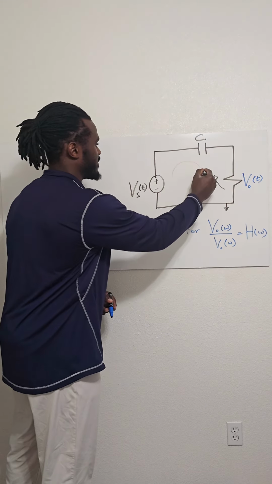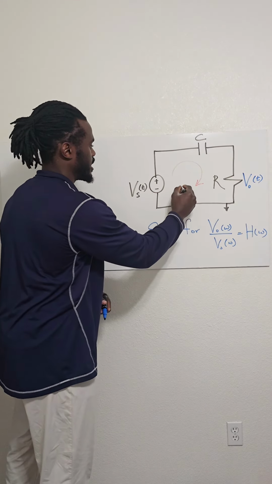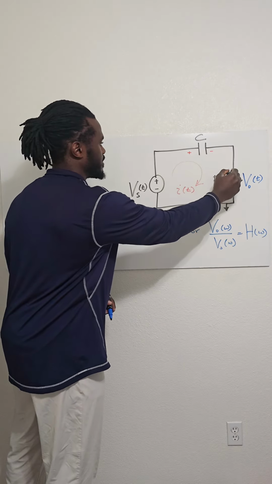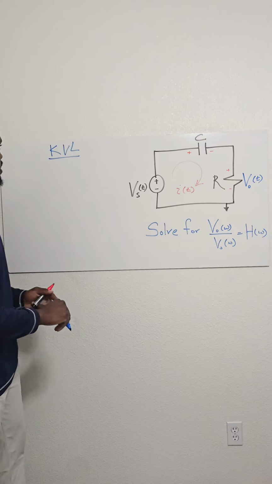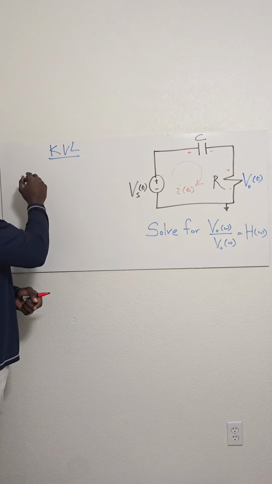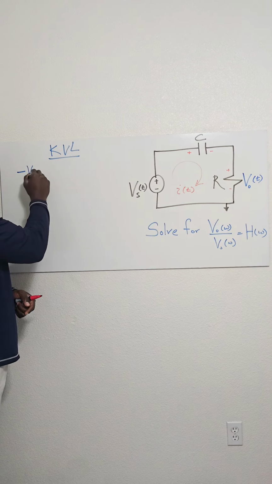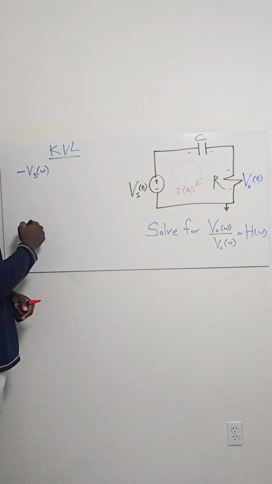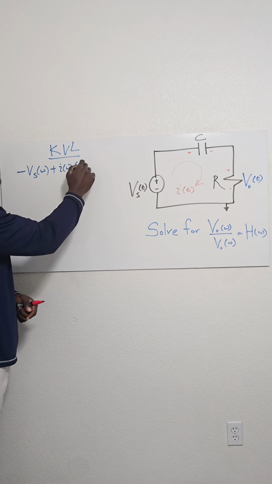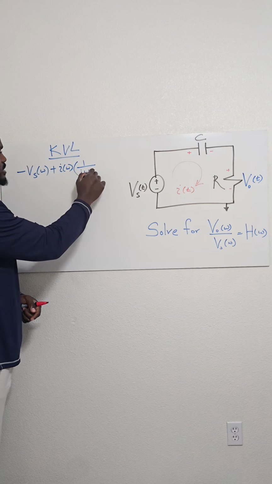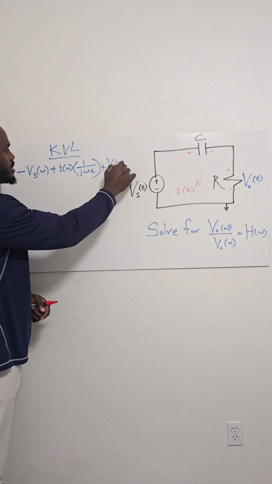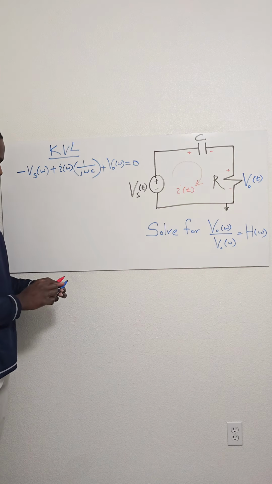And I'm going to say that I have a current flowing through my circuit, I of t, where I get a plus minus here and a plus minus here. And essentially, KVL just tells us to solve for voltages across the loop. So this becomes minus Vs of omega in the frequency domain plus I of omega times 1 over j omega c plus V out of omega has to equate to 0.